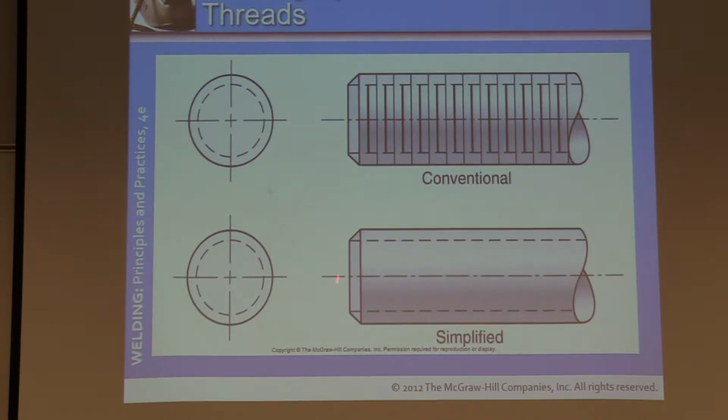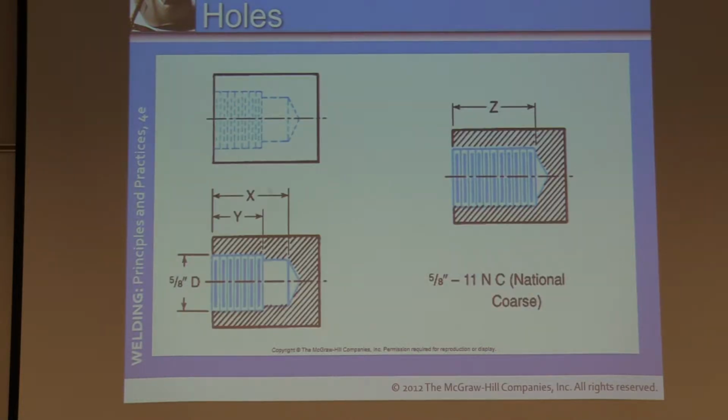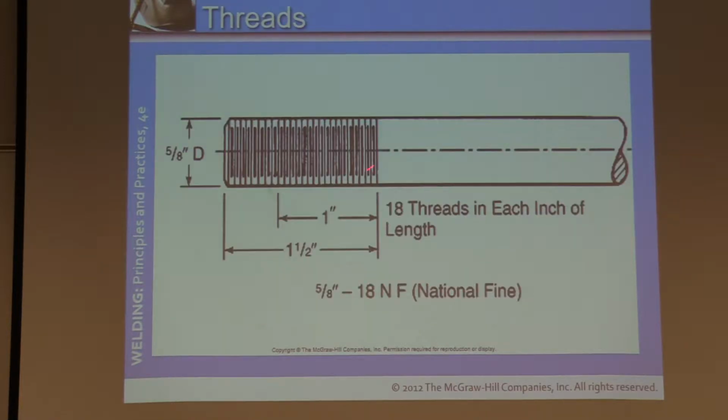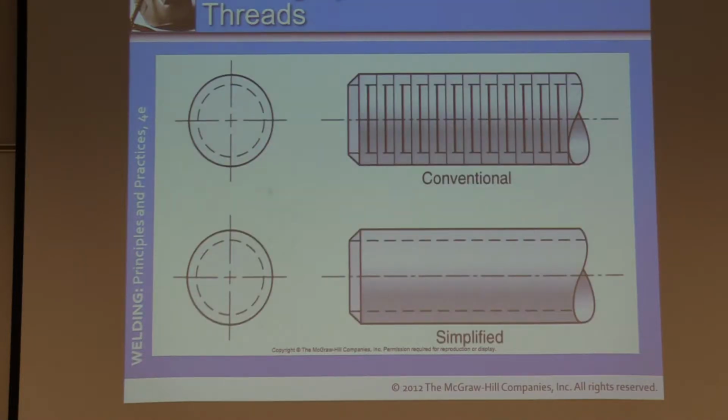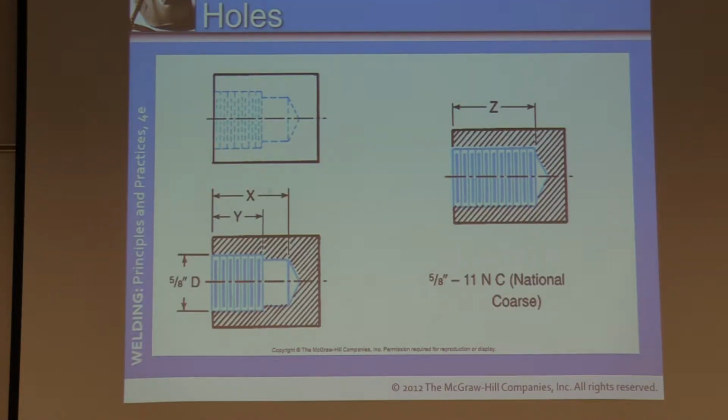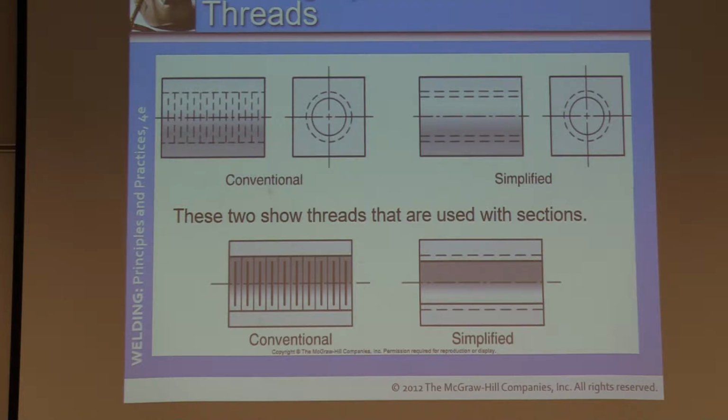Usually you'll see some sort of markings, and then it will detail that it is threaded, and it'll give you the dimensions, so forth. Here's another example. So 5/8, so here at 11. 5/8, 11 national coarse. Here is 5/8 for 18 threads per inch for a national fine. Okay.